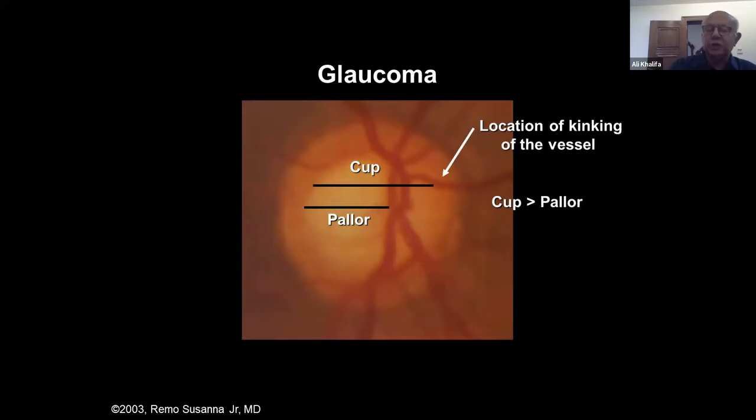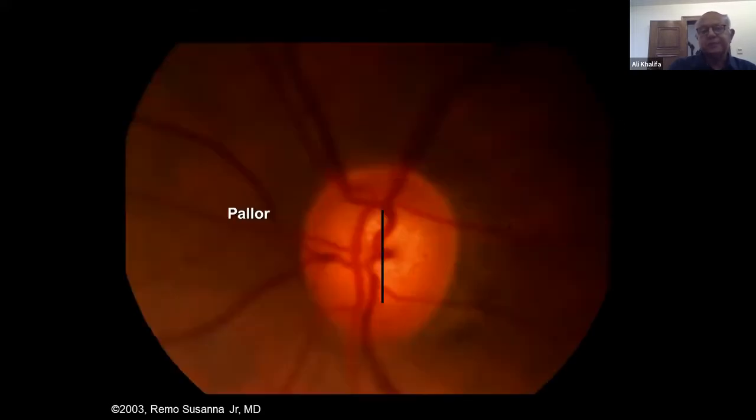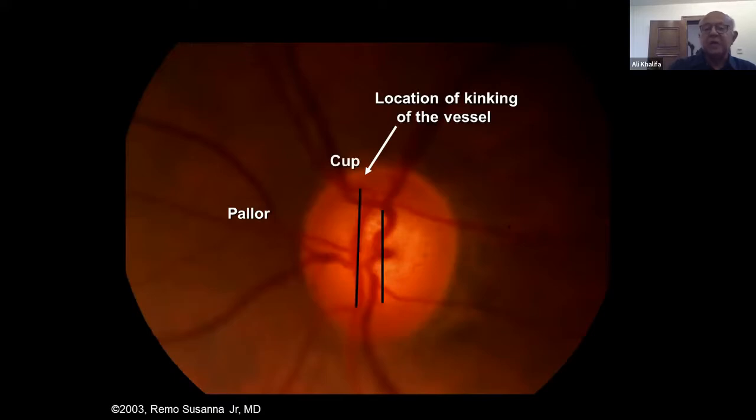We don't diagnose glaucoma by the pallor or the size of the pallor. It is by the size of the cup. Here, look at that. That is the location up there, and this is the cup. Therefore, the cup is greater than the white pallor. Therefore, this is a glaucoma case.